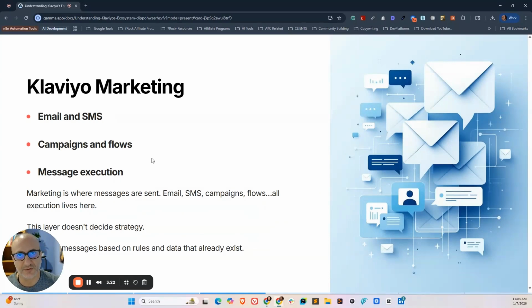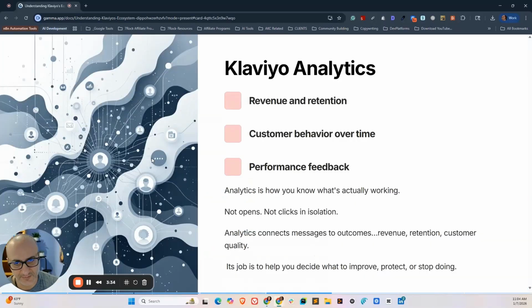And so the next one is your Klaviyo marketing, right? This is where you do all your email campaigns, SMS campaigns, flows, the message execution essentially. And you've got the Klaviyo analytics, which we talked about, which is all the behavior analytics of what's happening, essentially helping you make better decisions about what's working, what's not working, what to change, what to tweak, right? In your email campaigns and actual SMS messages you're sending out, for example. And without this, you really don't know what's happening, right? So this is a really key component.